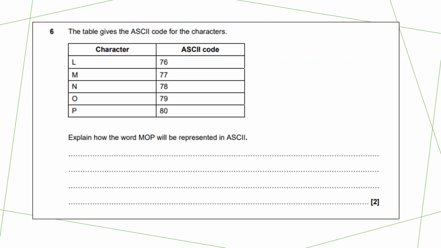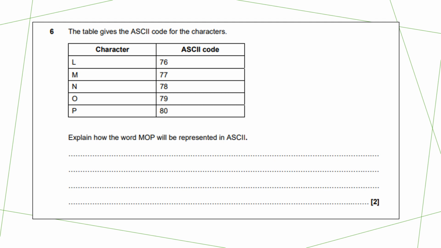Question 6. The table gives the ASCII code for the characters. Explain how the word mop will be represented in ASCII. Now, I'm not afraid to say that this question is pretty awful. There are so many different questions that you could ask around character sets, and this one's pretty dreadful, to be honest. But it's actually easier than you think.